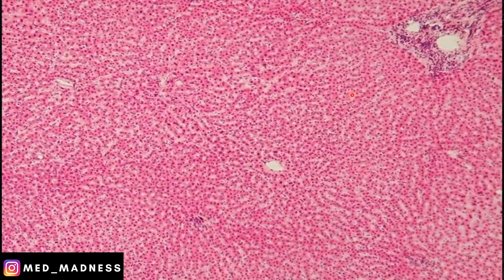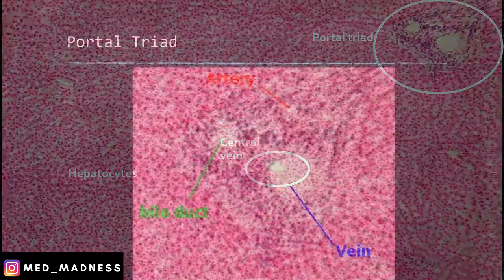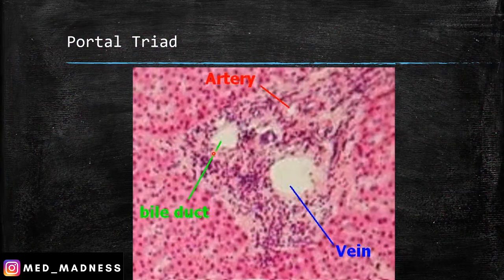So this is the liver histology slide. Here you can appreciate the portal triad, and this is the central vein. The lobules are not clearly demarcated, but you can very well visualize it here. And these are the hepatocytes. In between the hepatocytes, you can clearly see the sinusoids. And this is the portal triad. You have the bile duct, a branch of portal vein, and a branch of hepatic artery.